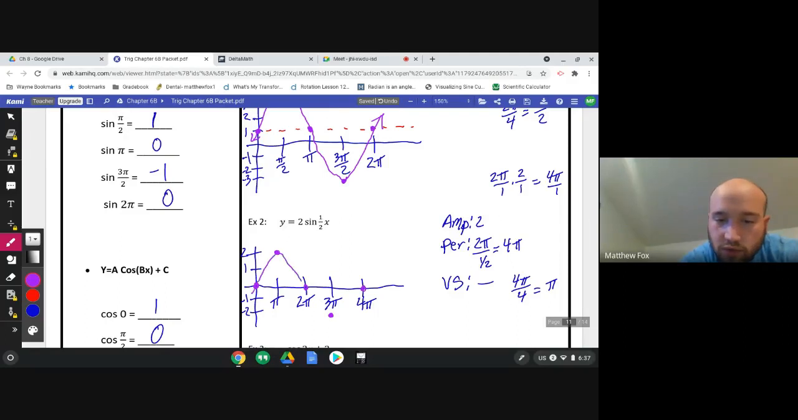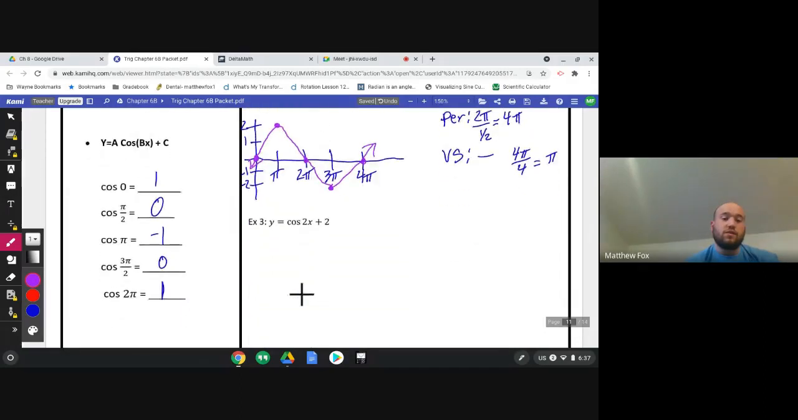And we are almost done. Just gotta graph that then, and put your arrows on the end, and you are done. Okay. Now, today we're going to do one more. Let's do this last one, example 3.